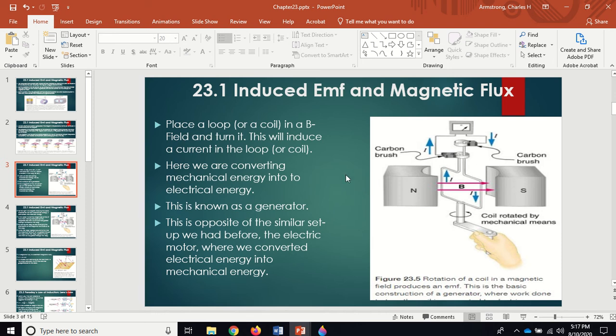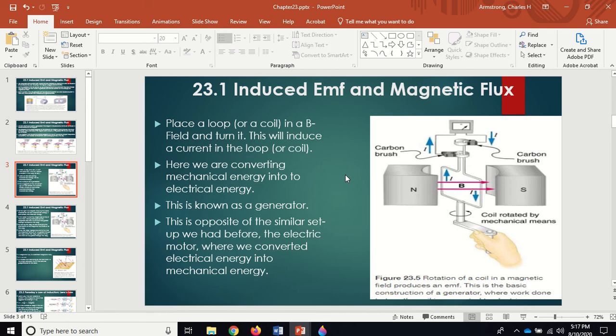This is how generators work. This is the opposite of the similar setup we had before, the electric motor, where we were converting electrical energy into mechanical energy. This is the opposite of that, okay? There we were using electrical energy to make a coil rotate. Here we're rotating the coil and generating a current in the coil.